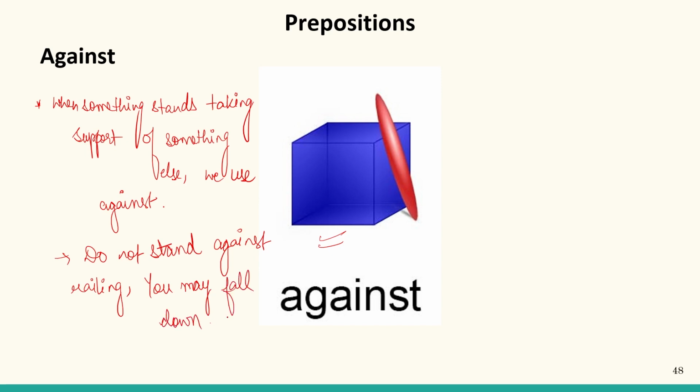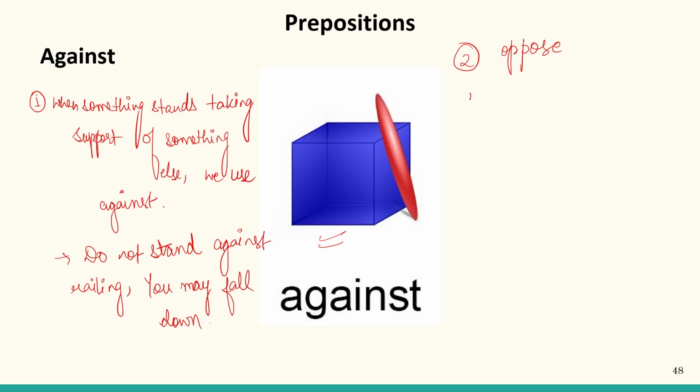So in this manner, we can use against. It can also be used in, now this one is first case, now this one is second case. When something is opposing to something, when something opposes, or when we oppose something, we use against.